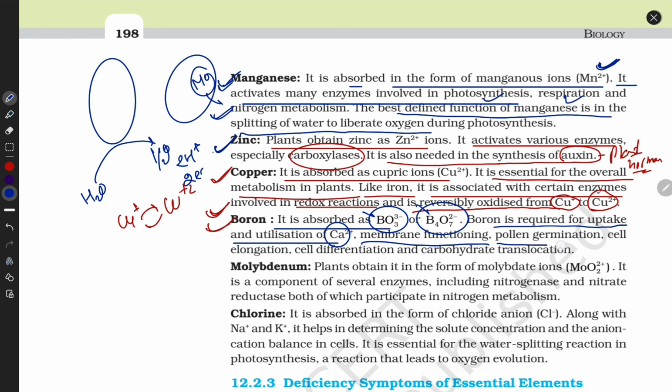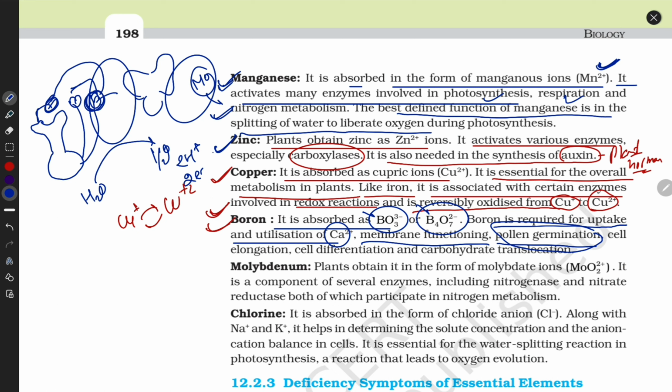Membrane functioning, pollen germination, pollen, the male part. Look here, guys. This is the flower part. This is the flower reproductive part, and here this is the anther, guys. This is the male reproductive organ, anther, and this is the female. After this pollen reaches the female part, they can germinate. Before they germinate, they make pollens in their sacs. So boron is responsible for this.